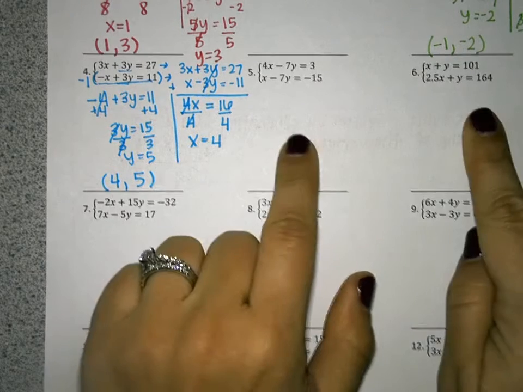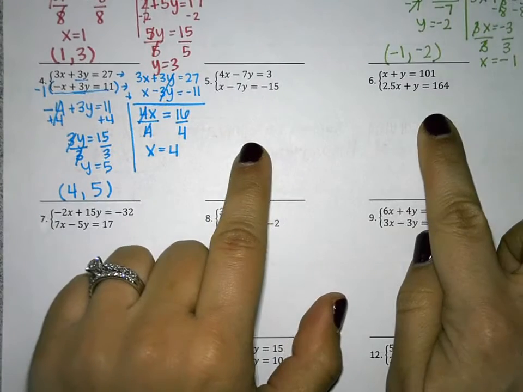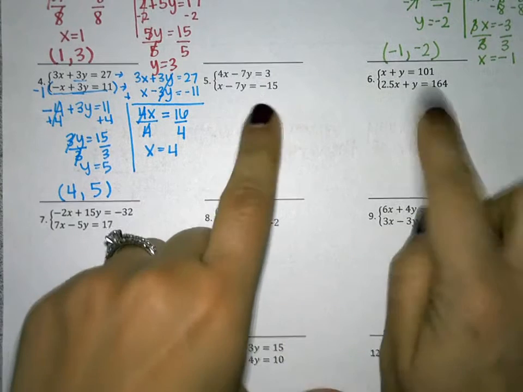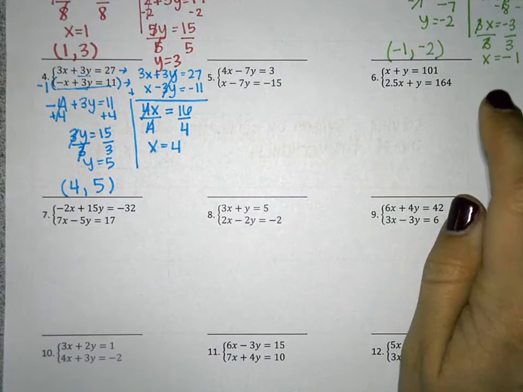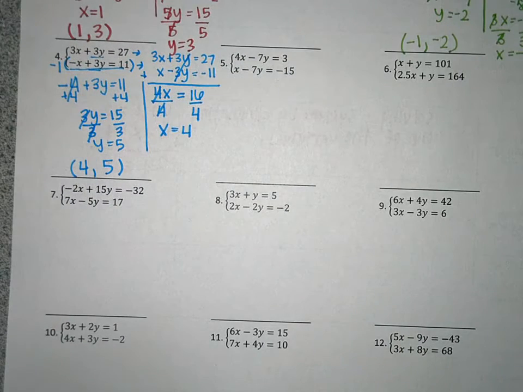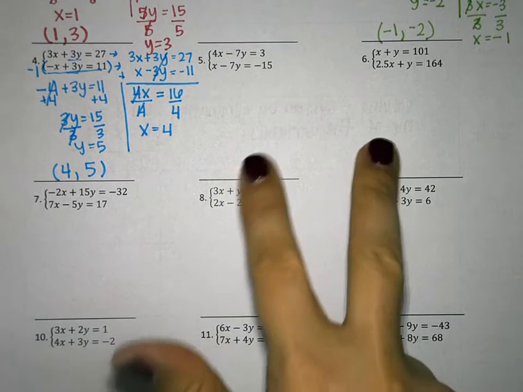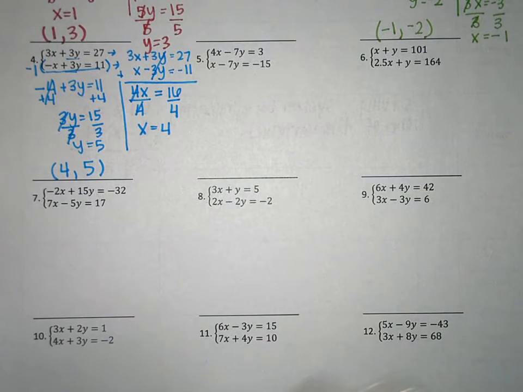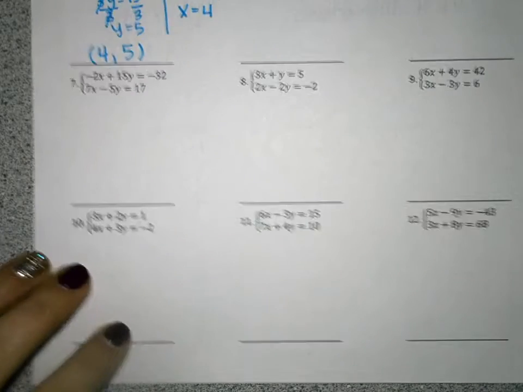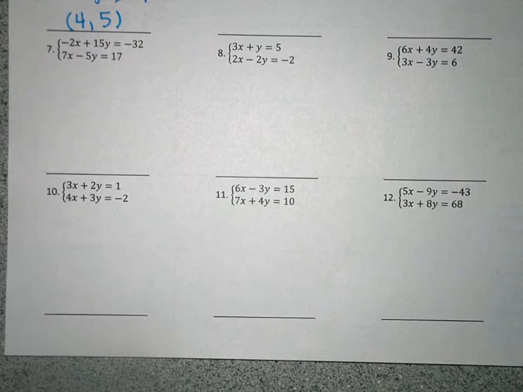So you will do the exact same thing on numbers 5 and 6. You're going to have to multiply one of the equations by -1 so that they cancel, or so that they'll eliminate, sorry. But I want to show you the other problems, but I will leave the answers with the worked out solutions so you can check them. So let's look at number 7.